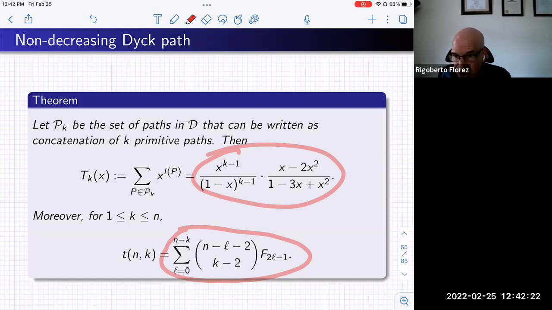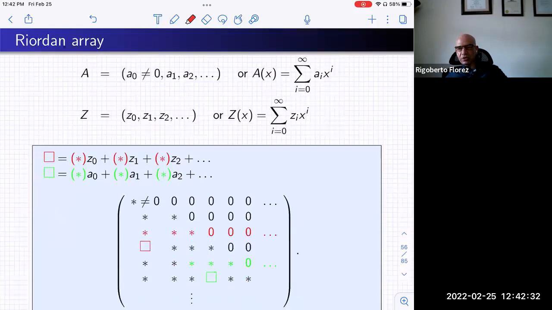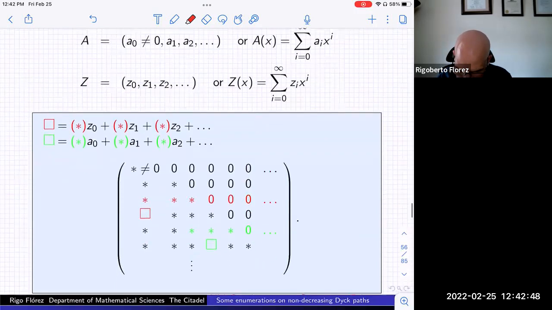Okay, now there is a relationship between this type of path, I mean, this type of counting, and Riordan arrays. Let's see what a Riordan array is. We are all familiar with Pascal's triangle, right? And what is a Riordan array? It is a generalization of Pascal's triangle. Pascal's triangle is a special case of a Riordan array.